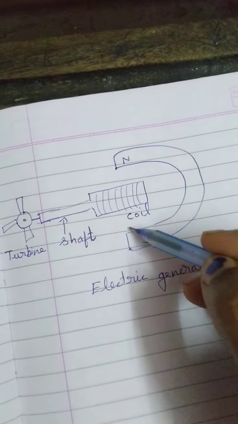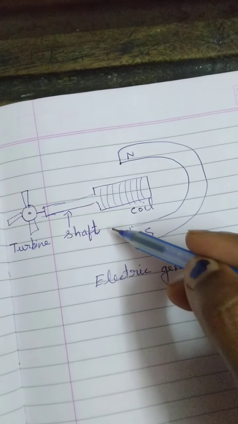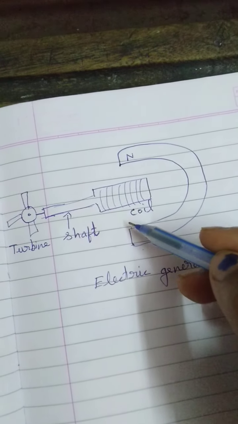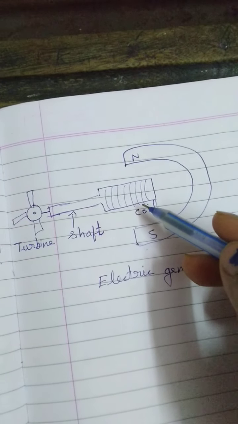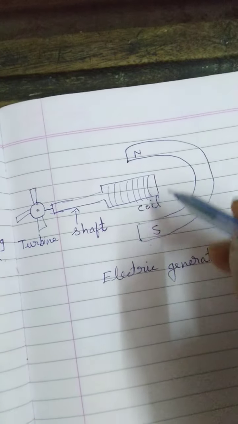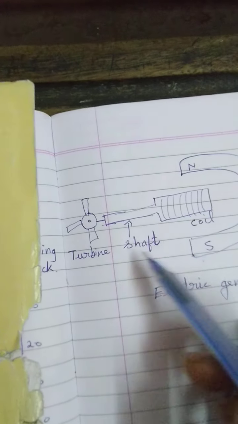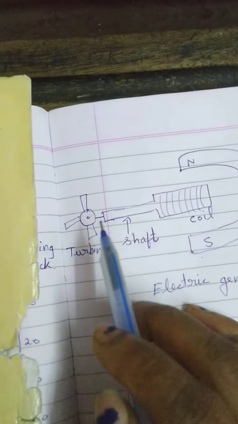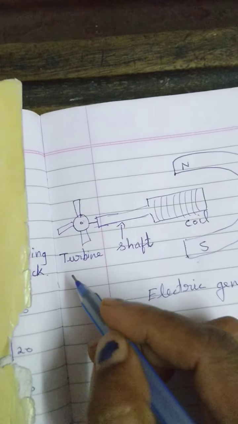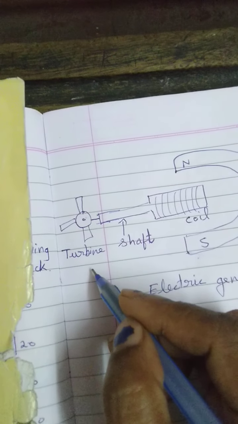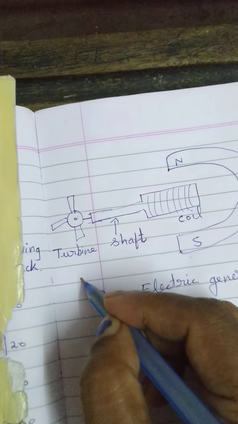And this wire can be connected to anything else where the electric supply is necessary. This is how electricity is generated. Based on this principle, the electric generator works. And how is the turbine rotated? Suppose we take a container in which water is there and we heat the container with the help of LPG gas.